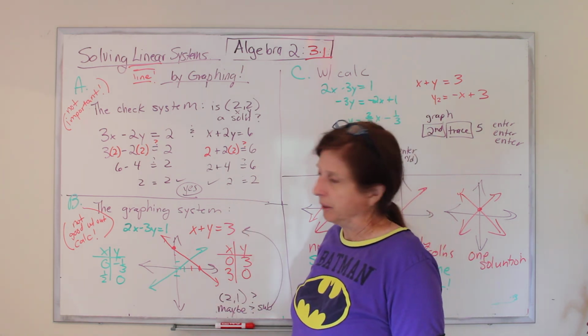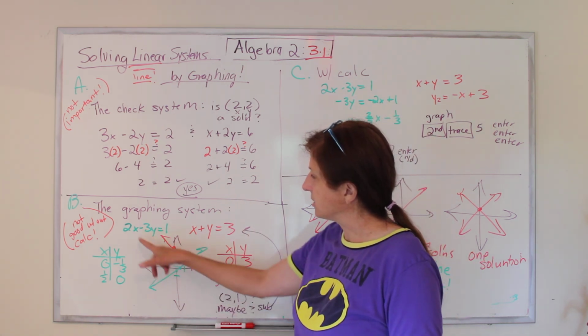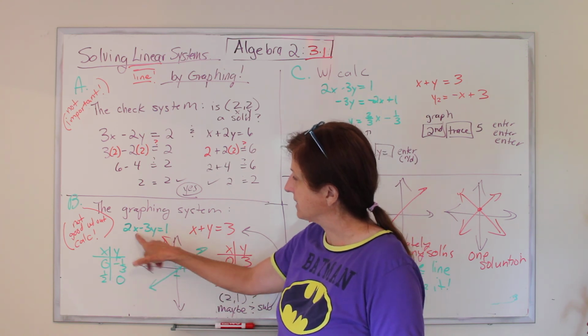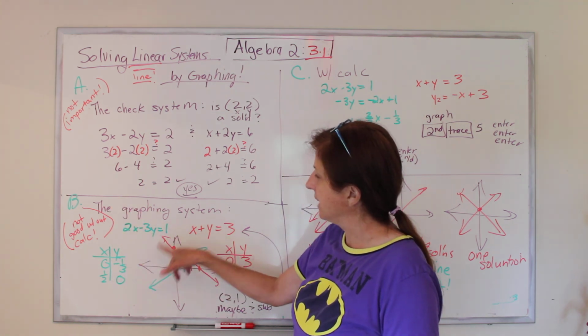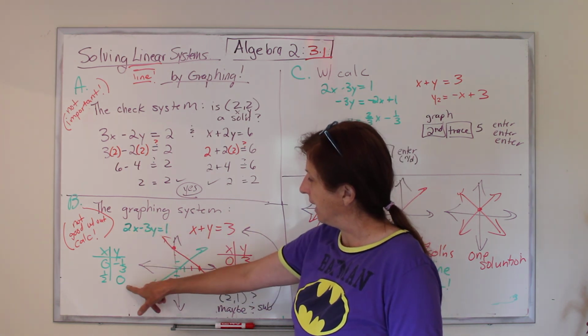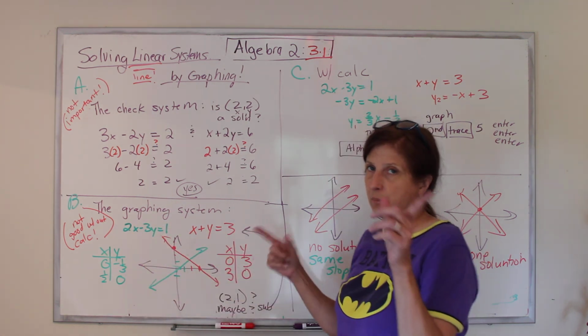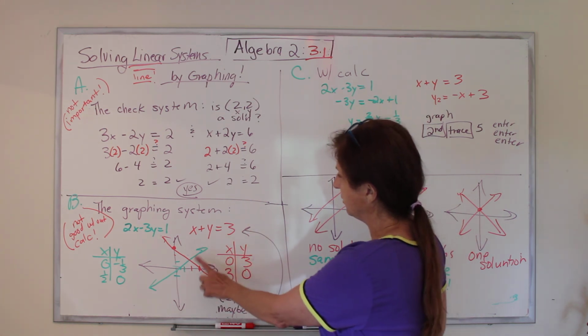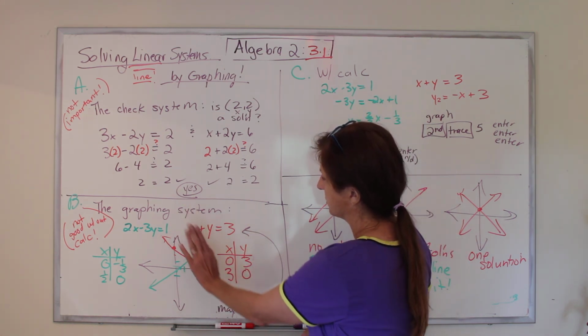But how you do it is you graph the 2 lines. So I've got my if-then chart. If x is 0, y is negative 1/3. If y is 0, x is 1/2. If you don't know how I did that, go back and watch the other video. So then you do this one. If x is 0, y is 3.